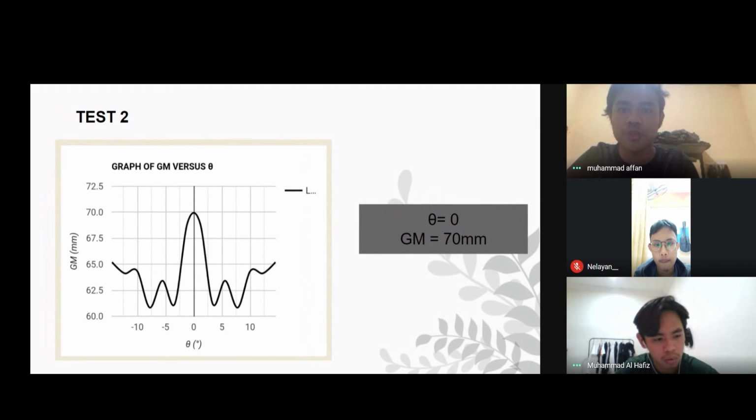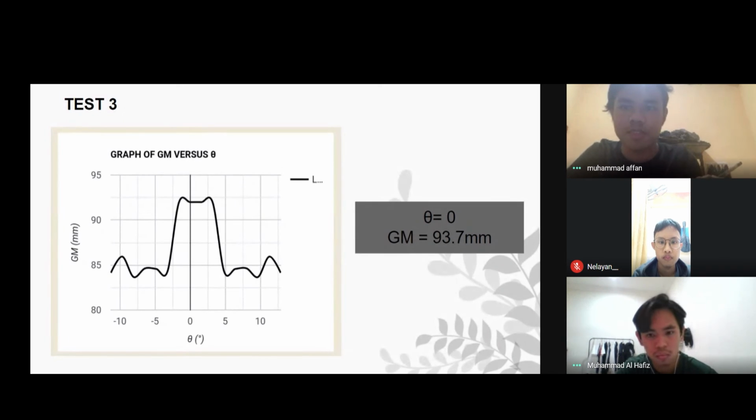Alright, for test 2, when theta equals 0, the value of GM equals 70 mm, and for test 3, next slide. For test 3, when theta equals 0, the value of GM equals 93.7 millimeter.